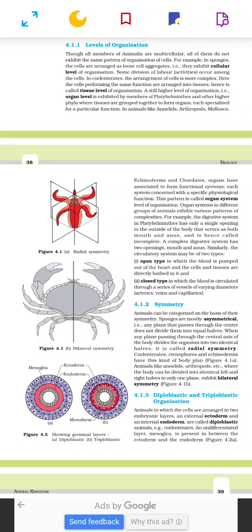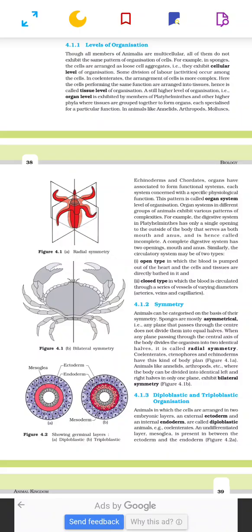Animals like annelids, arthropods, etc., where the body can be divided into identical left and right halves in only one plane, exhibit bilateral symmetry. In the diagram, it is shown diploblastic, triploblastic, radial symmetry and bilateral symmetry. First figure, that is 4.1a, represents radial symmetry, where any plane gives equal halves, and figure 4.1b represents bilateral symmetry. Only one plane gives two equal halves in bilateral symmetry.